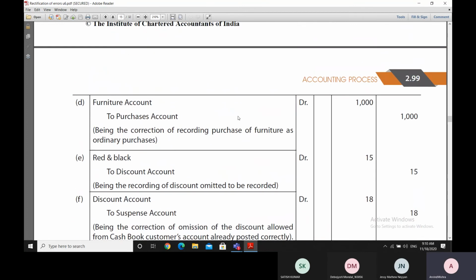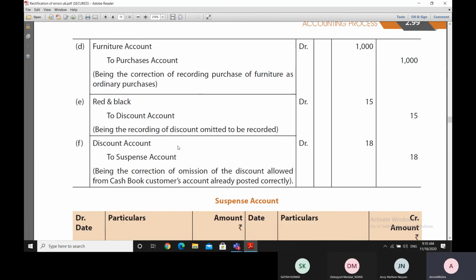So here the discount has not been mentioned and therefore it was omitted. Now the discount is being recorded here. So for this also the same journal entry has to be made as would have been made if the error was detected before the trial balance was prepared. So no need for a suspense account here because the trial balance would have tallied.